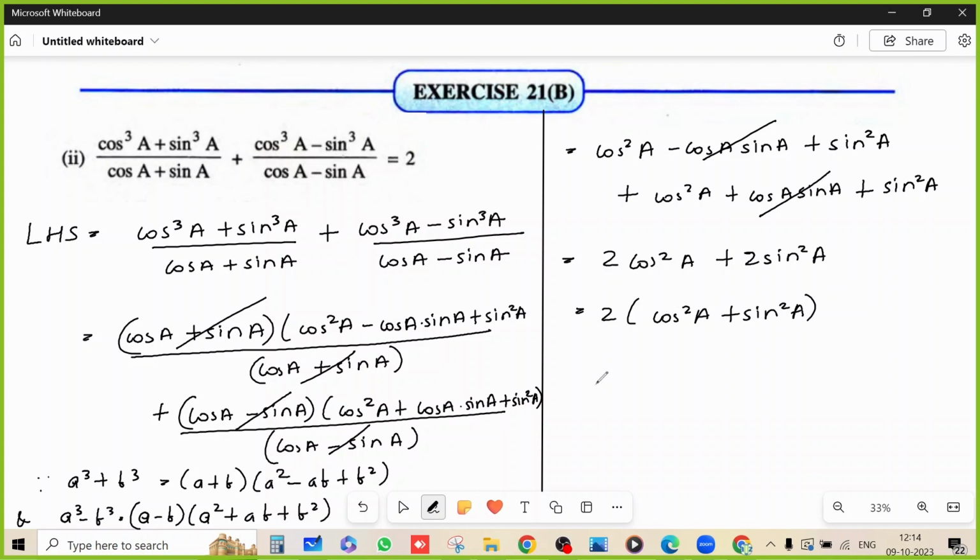So this is equal to 1, and 2 into 1 is equal to 2. This is by the trigonometric identity that cos square A plus sin square A is equal to 1. And 2 here is the RHS, and hence we have proved that the left hand side is equal to the right hand side.